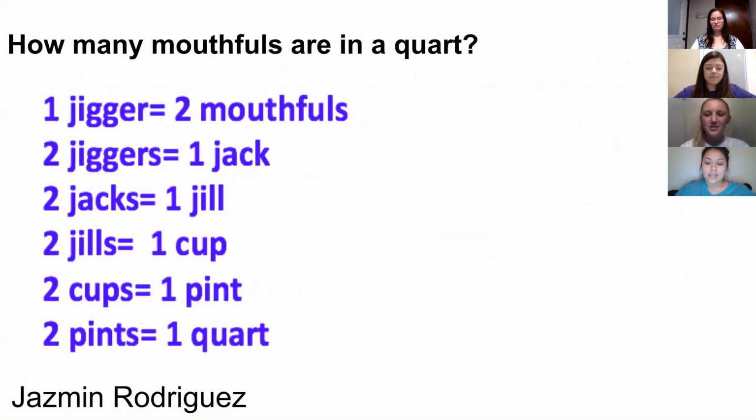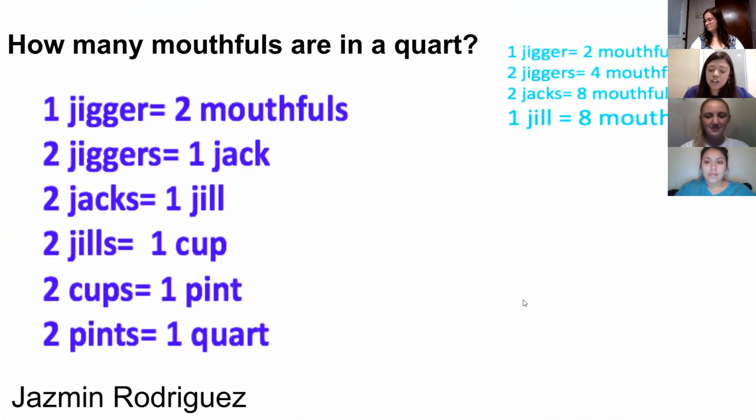Jasmine, how many mouthfuls are in a quart? Claudia, great question, and there are going to be quite a few steps. We will first find out how many mouthfuls are in a jill, in a cup, and in a pint. Once we do so, this will allow us to determine the number of mouthfuls in a quart. First, if one jigger is equal to 2 mouthfuls, then 2 jiggers must be 4 mouthfuls, which is equal to 1 jack. So 2 jacks are equal to 8 mouthfuls. So 1 jill is 8 mouthfuls.